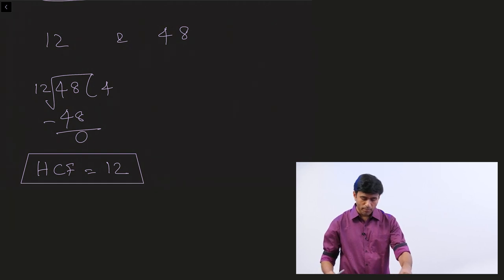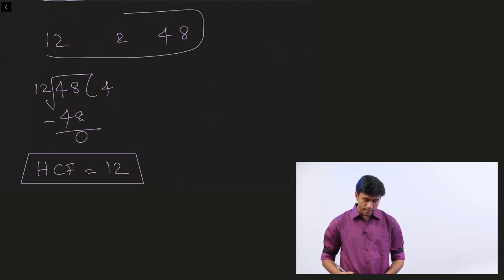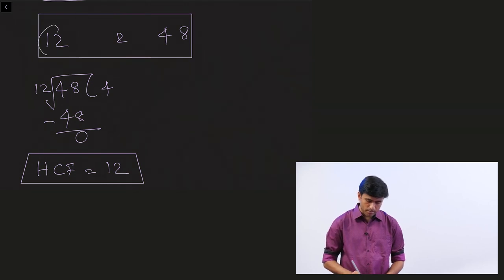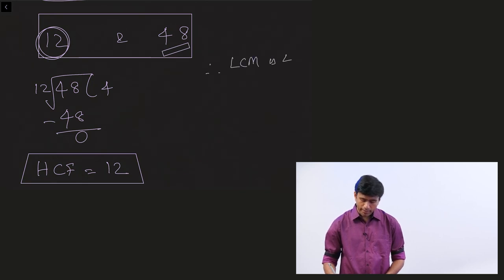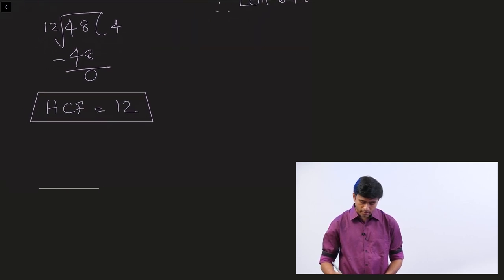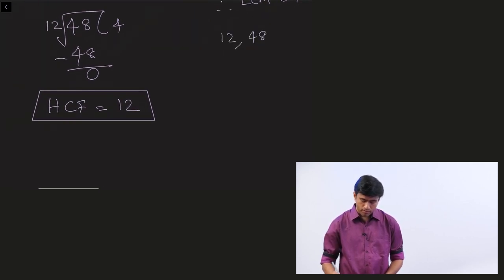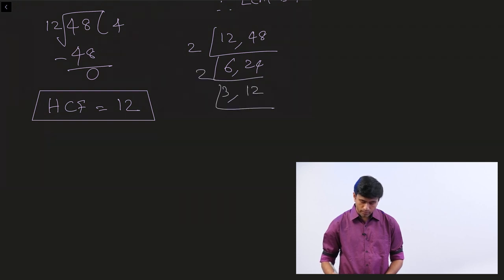So the property says if the HCF of two numbers is equal to one of the numbers, and we found that the HCF is 12, then the LCM will be the other number. Let's see if the LCM is 48. How do we find the LCM of 12 and 48? Let's do the division by prime factors. 2 6s are 12, 2 24s, 2 3s are 12, 3 1s are 3, we can do 2, 2.